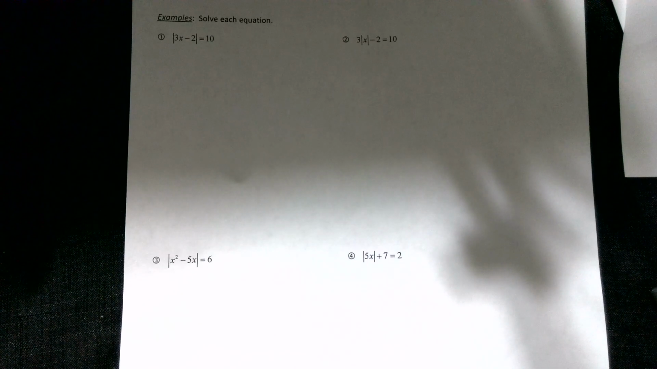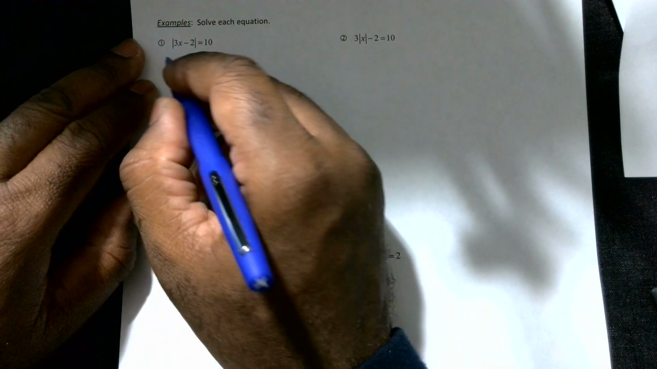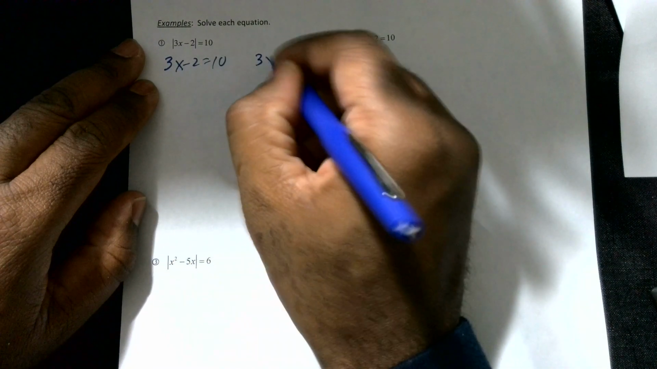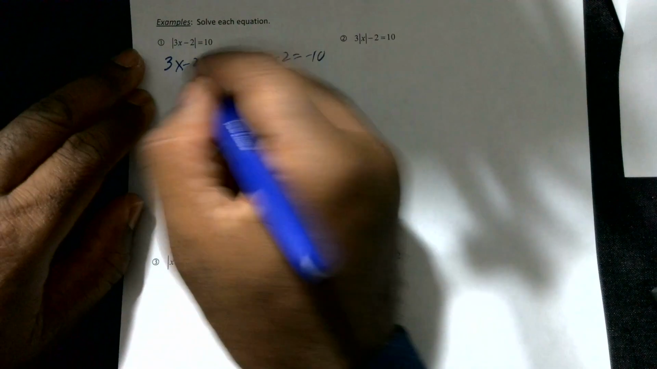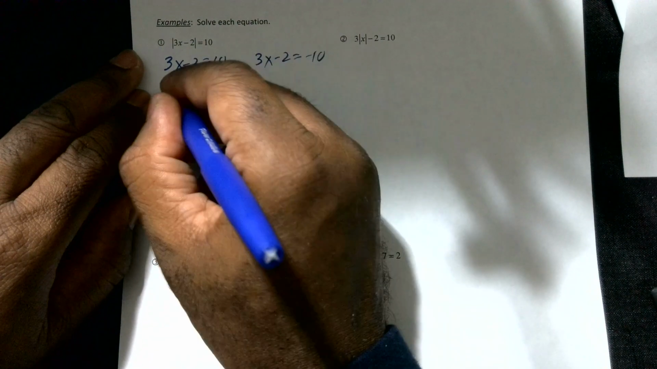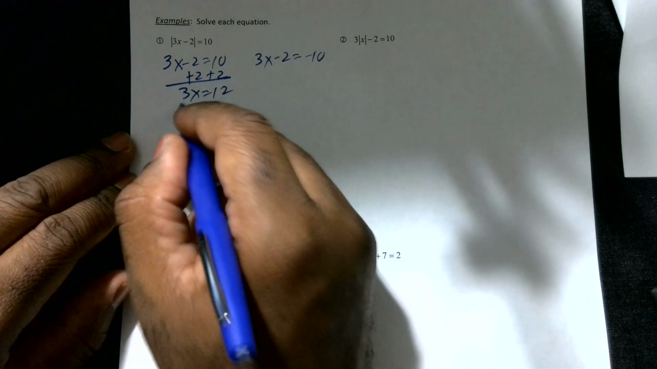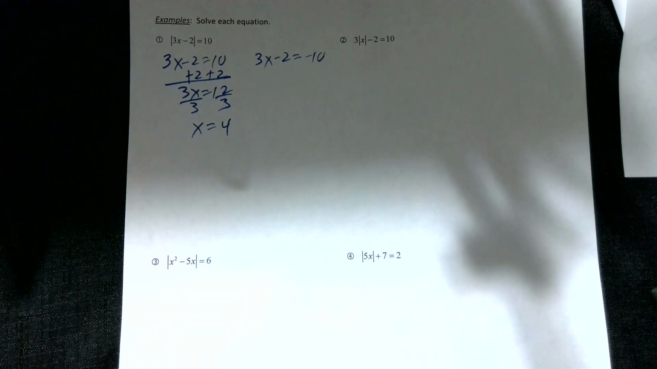Now we're going to solve each equation. Now, since we have our absolute value here, we add 3x minus 2 equals 10, and then we add 3x minus 2 equals negative 10. Now we will solve for x. We add 2 on both sides. 3x is equal to 12. We'll divide each side by 3, and x is 4.